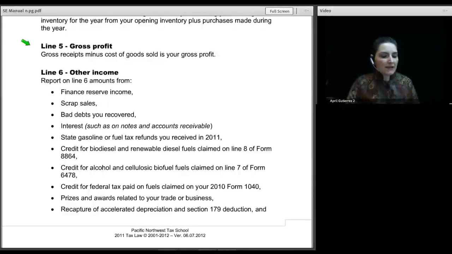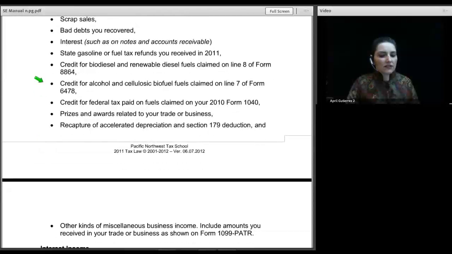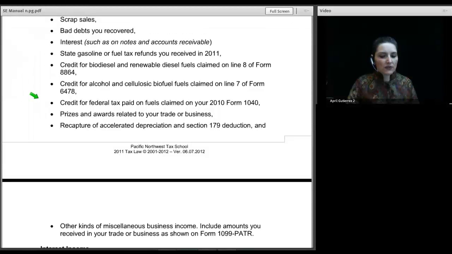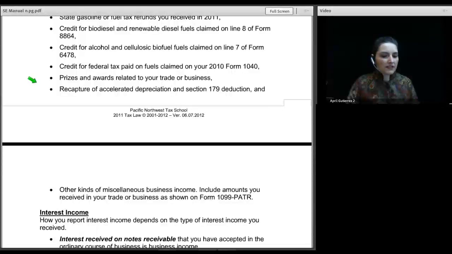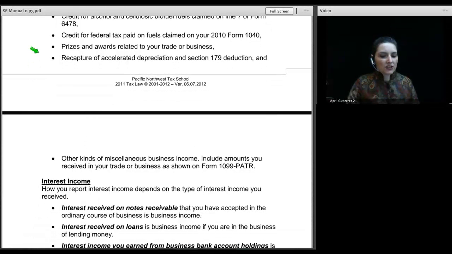The type of income IRS wants you to report on line 6 of Schedule C is finance reserve income, scrap sales, bad debts that you recovered, interest such as notes and accounts receivable but not bank account interest, state gasoline or fuel tax refunds you received during the year, credit for biodiesel and renewable diesel fuels claimed on line 8 of Form 8864, credit for alcohol and cellulosic biofuels claimed on line 7 of Form 6478, credit for federal tax paid on fuels claimed on your 2010 Form 1040, prizes and awards related to your trade or business, recapture of accelerated depreciation and Section 179 deduction, and other kinds of miscellaneous business income.